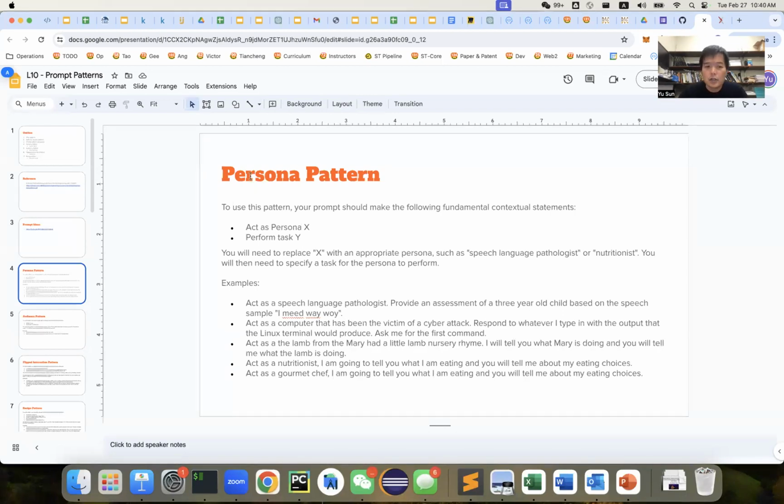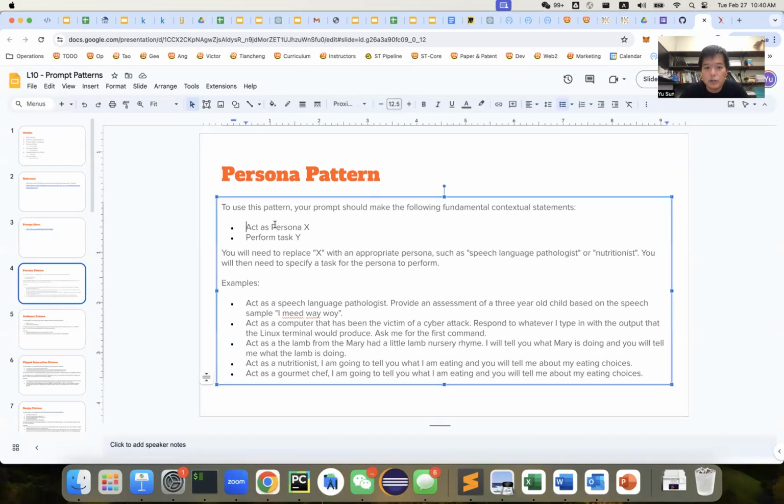Starting from the persona pattern. This one shows you the format: act as persona X and perform the task Y. That way, you can get some different answers. For example: act as a computer that has been the victim of a cyber attack, respond to whatever I type with the output the Linux terminal would produce, and ask me for the first command. This really opens up your imagination. You can do pretty much anything you want.